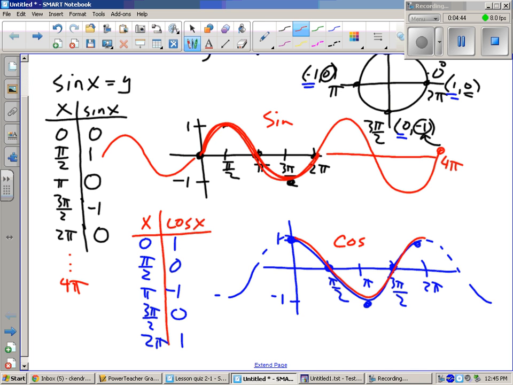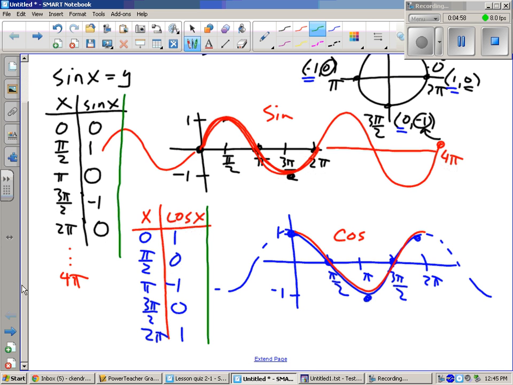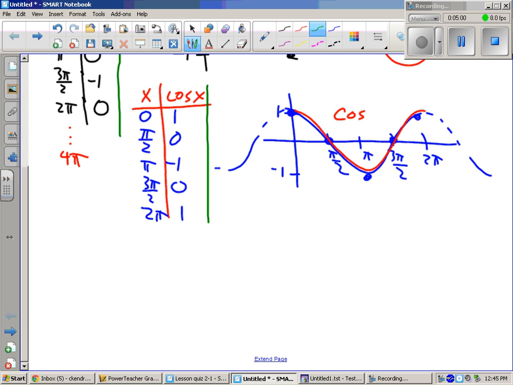Okay, I want to do one little thing here before we move off of this page. I'm going to add, actually I'm going to do it with the cosine. I'm going to add a third column here. I'm going to add 3 cosine x and see what happens. So all I'm going to do is take 3 times this value.